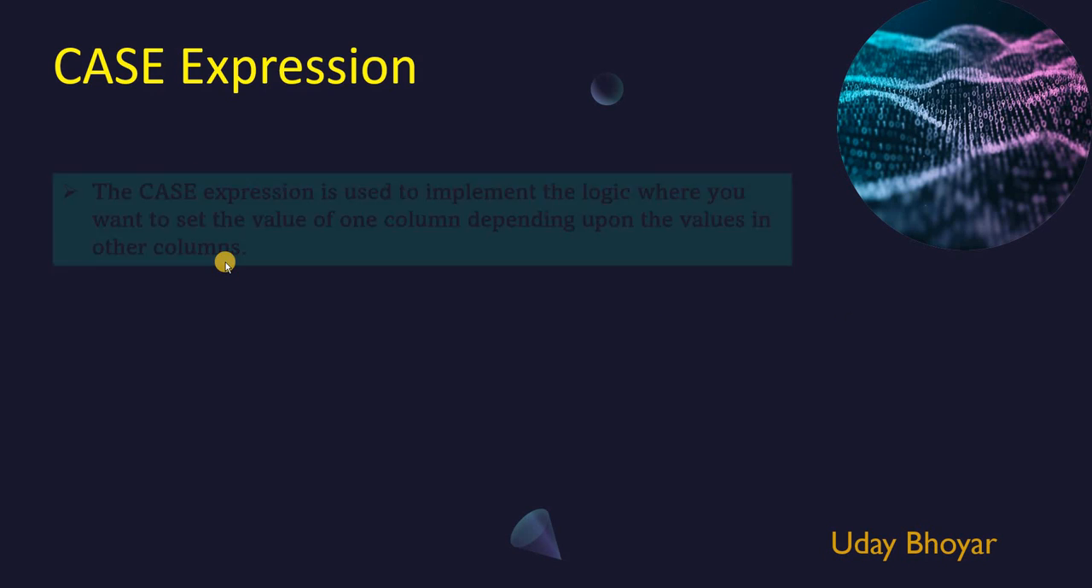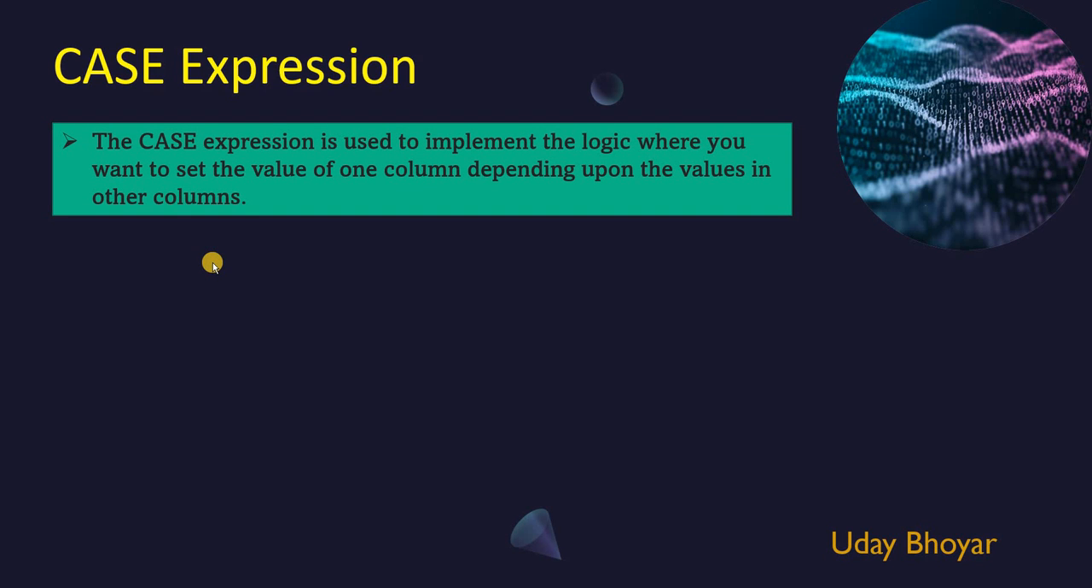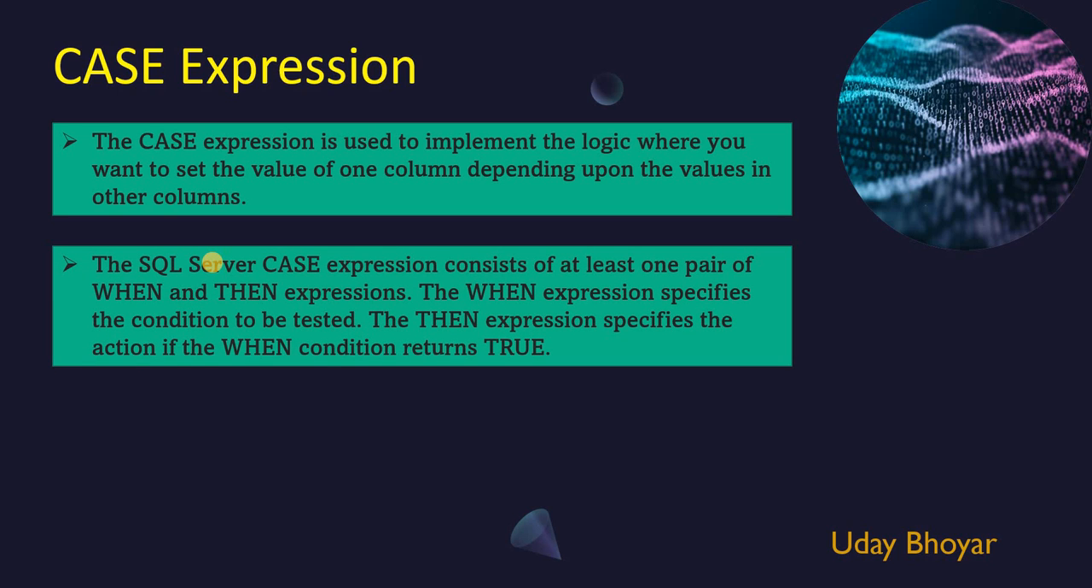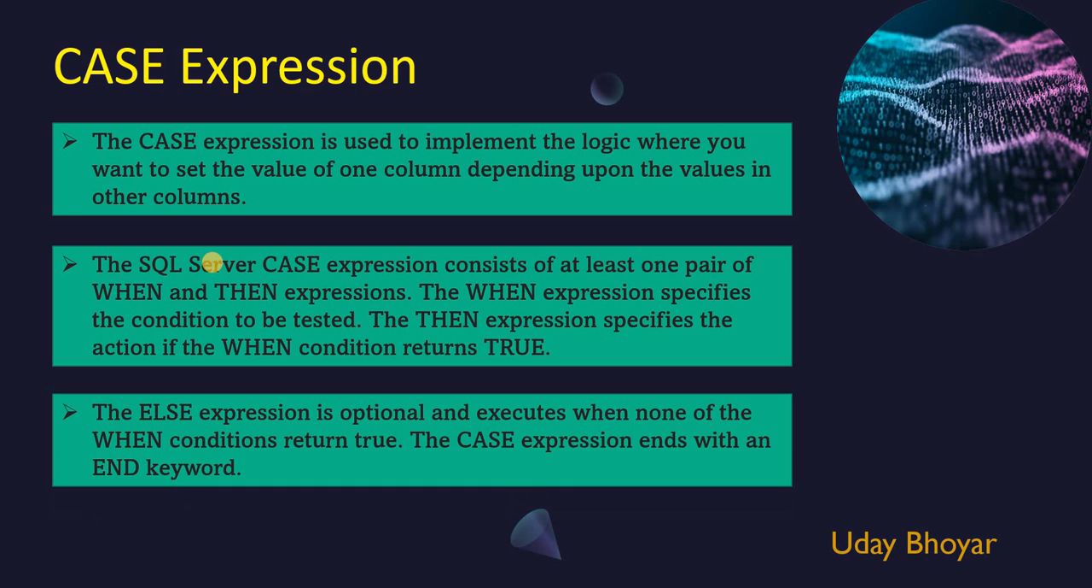Basically, the case expression is used to implement the logic where you want to set the values of one column depending upon the values in other columns. It consists of at least one pair of when and then expressions. The when expression specifies the condition that is to be tested, and the then expression specifies the action if the when condition is true. The else expression is optional in case expressions, and it executes when none of the when conditions return true. The case expression ends with an end keyword. So this is the main definition of case expressions.